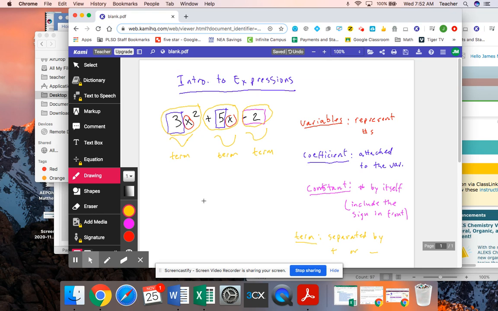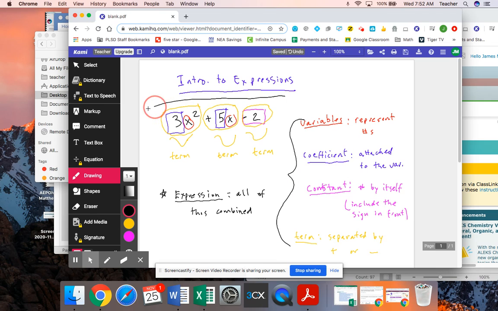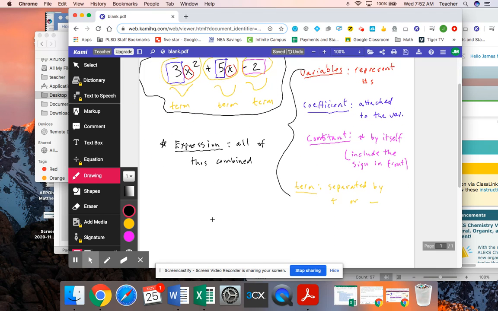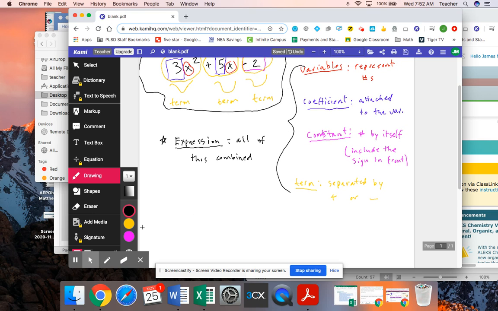When I say expression, and I'm going to put this in black with a star, an expression is when you put all of that stuff together. All of this combined. All these things together make up an expression. So this whole thing right here is called an expression. This expression happens to have three terms.